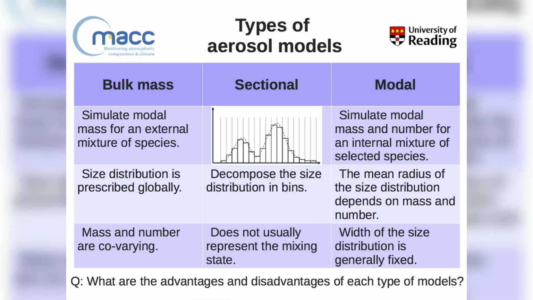And it brings me to my next question: what do you think are the advantages and disadvantages of each class of models? Which one is best? Yes, it's very, very cheap to run. Well, very cheap, considering computers now, yes. And historically, we started with bulk mass model because we were limited by computing time. Yes. So what is the disadvantage of a bulk mass model then?